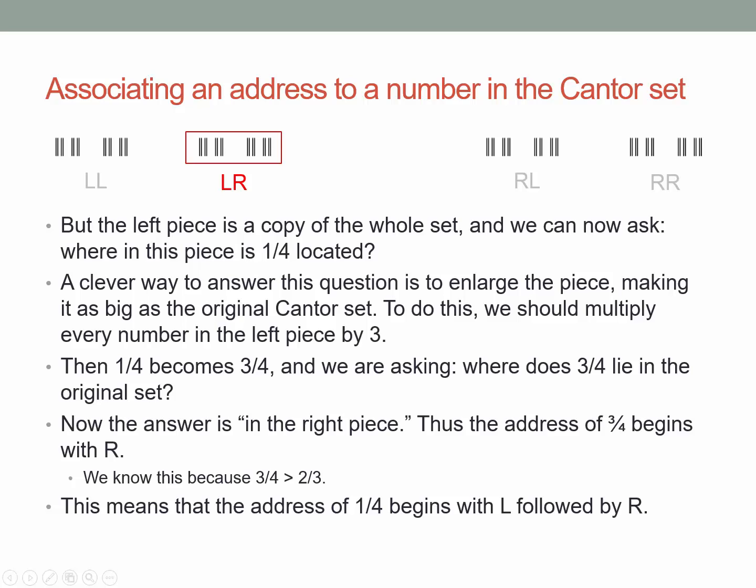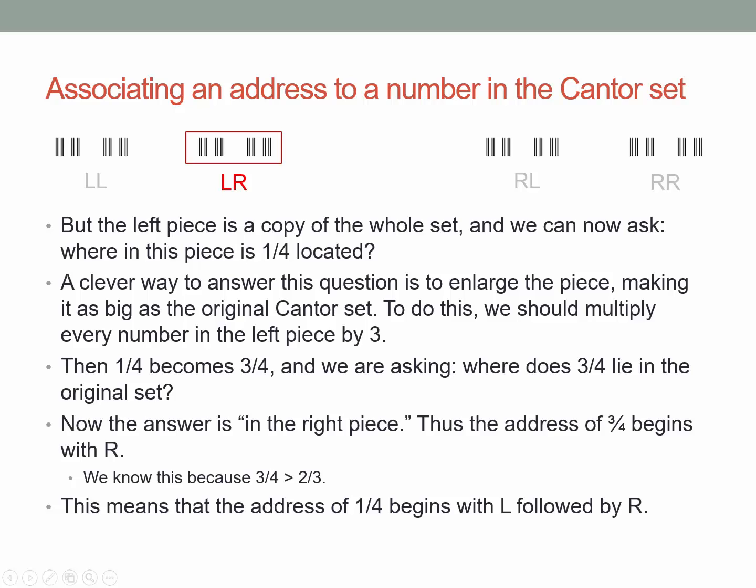Since the first letter in the address of 3/4 is an R, that means that the second letter in the address of 1/4 is R. Now, again, I should also say, how did we know that 3/4 was in the right piece? Well, that's because we know the right piece of the full Cantor set starts at 2/3 and goes to 1, and 3/4 is greater than 2/3.